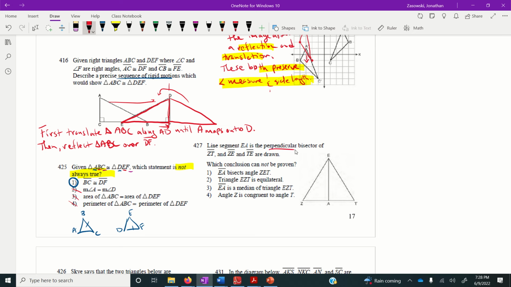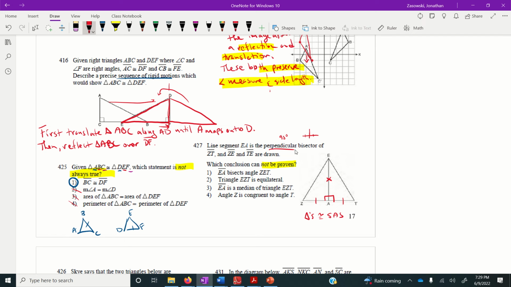Remember, perpendicular means that we are getting 90 degrees, and bisector means that we're cutting something through and getting two equal parts. So we are getting 90 degrees at A, and we're getting ZA congruent to ZT. Which conclusion cannot be proven? Now, keep in mind, we can go above and beyond just saying perpendicular bisector because we have two triangles being formed, right? And we know that this side is always going to be equal because it's reflexive. And now we know that the triangles are also congruent because of SAS.